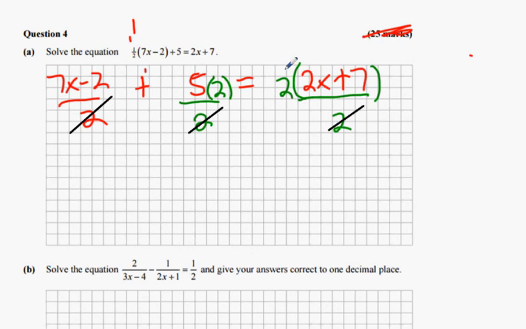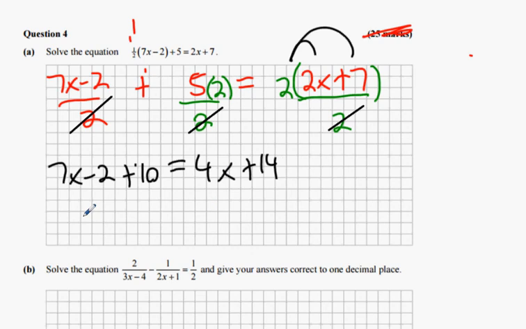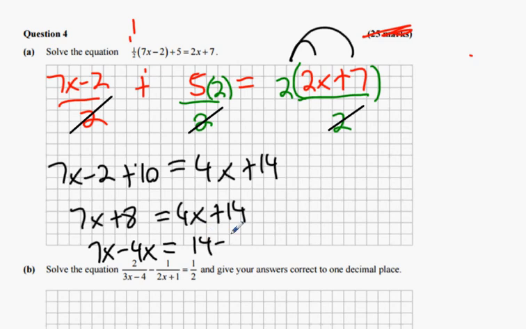Okay? So what do we have here then? 7x minus 2 plus 5 equals, it is plus 10, sorry. Plus 10, and it's 4x plus 14. Bring everything to one side, so we're going to get 7x minus 4x equals 14 minus 8. 3x equals 6, x equals 2.